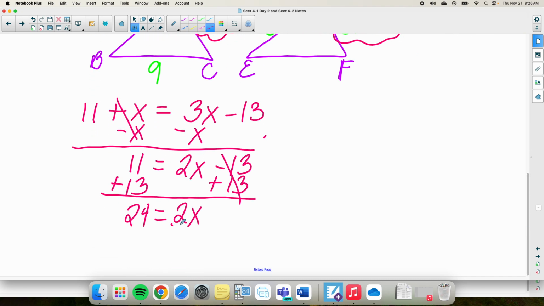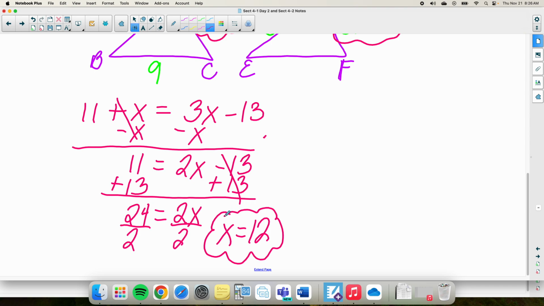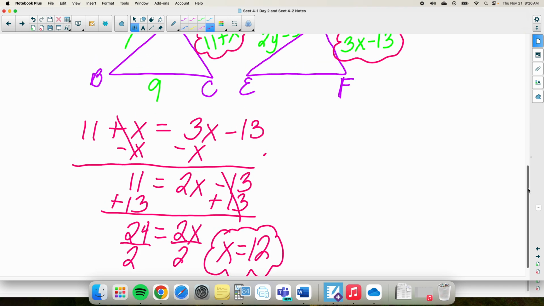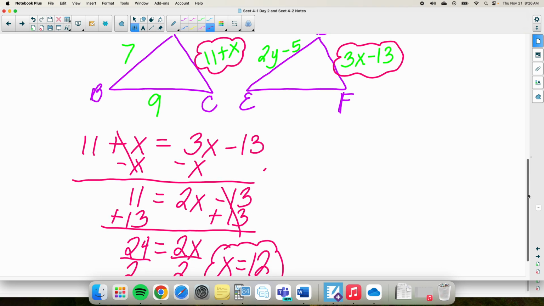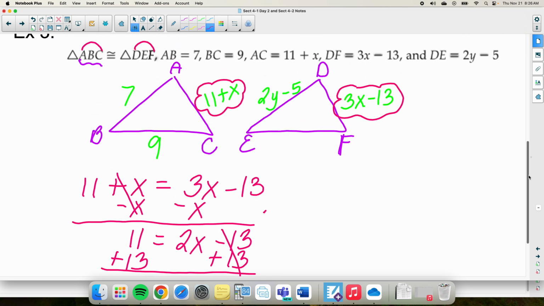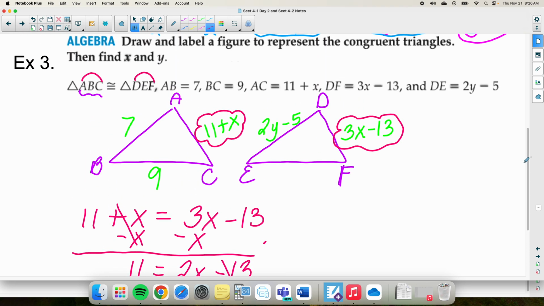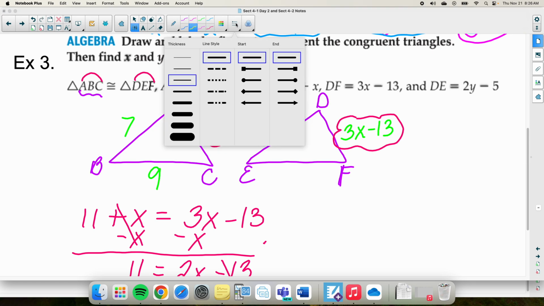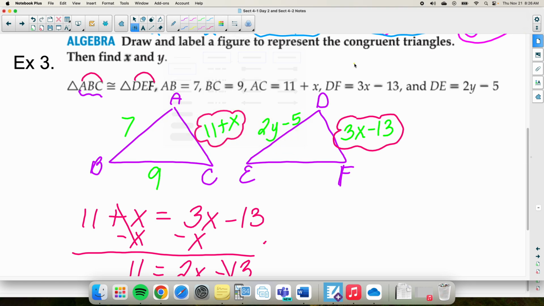And then divide by 2, and x is 12. So that's one of our answers, okay? Now what I'm going to do is try to find my y. And if I look back up here, my y is this right here, okay?